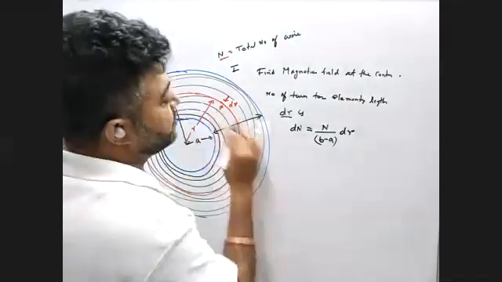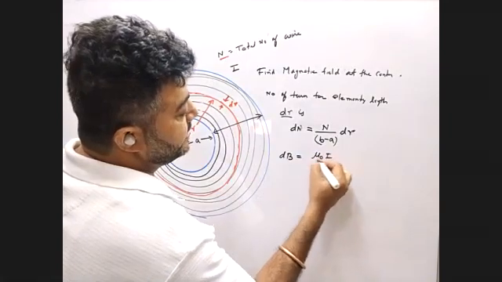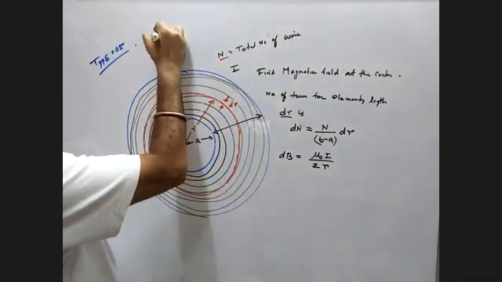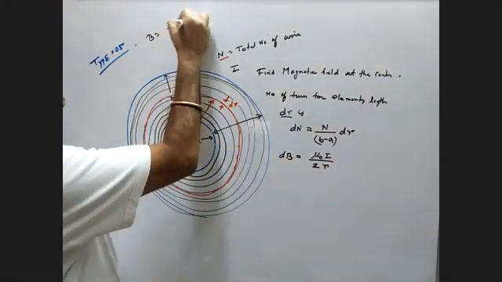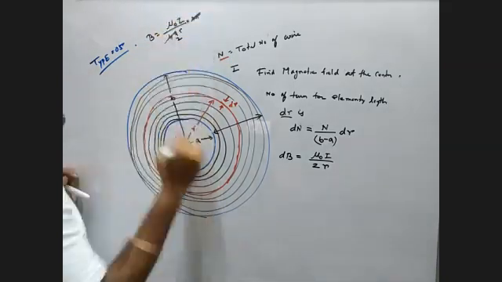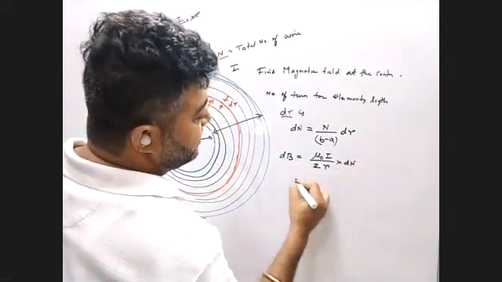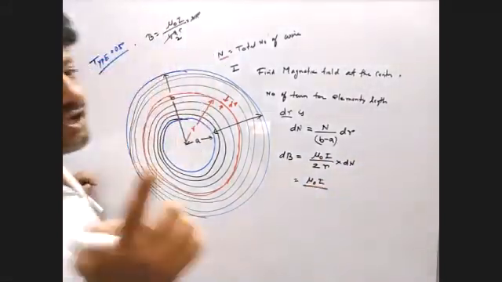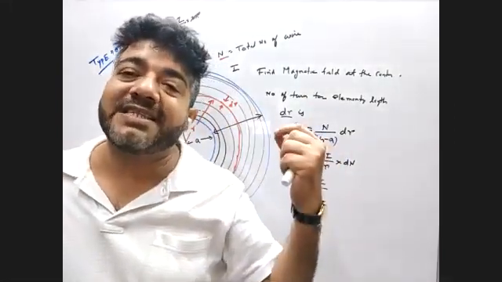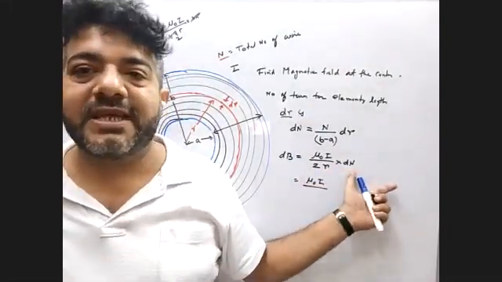So the magnetic field dB due to that: we know the magnetic field due to a circular coil is mu naught I by 4 pi r into 2 pi, from the last class, that is mu naught I by 2r, and here the number of turns is dn. If there is one turn, there is one magnetic field; if there are three turns, the magnetic field is multiplied by 3. That means if the number of turns is n, my magnetic field is multiplied by n.